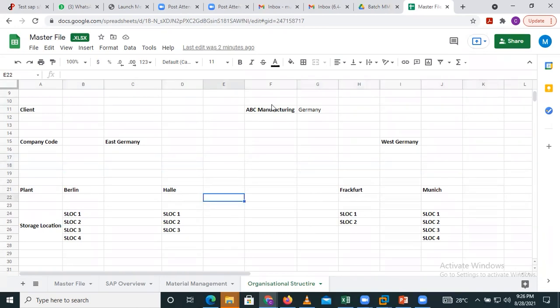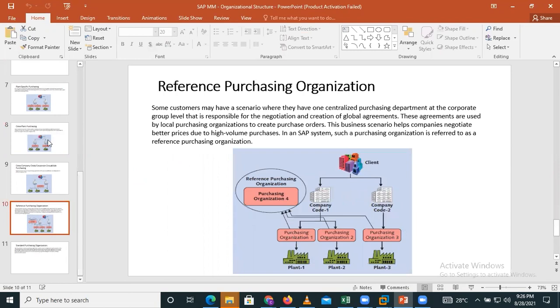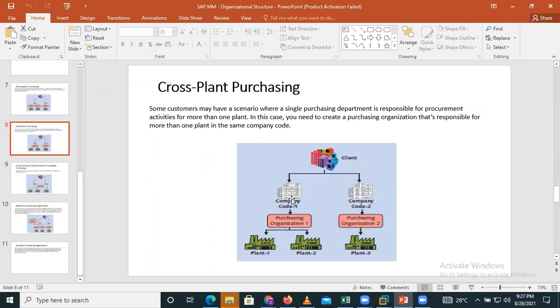So I need to decide which organization structure we are going to follow for ABC Manufacturing. Let's take an example. We are going to follow the second scenario, cross plant specific purchasing. Later we are going to add reference purchasing as well. For the time being, we are going with cross plant specific purchasing. For each company code, we have one purchasing organization. Plant 1 and plant 2 belong to one company code having one purchasing organization. Plant 3 and plant 4 belong to one company code having one purchasing organization. So in that case, what happened?